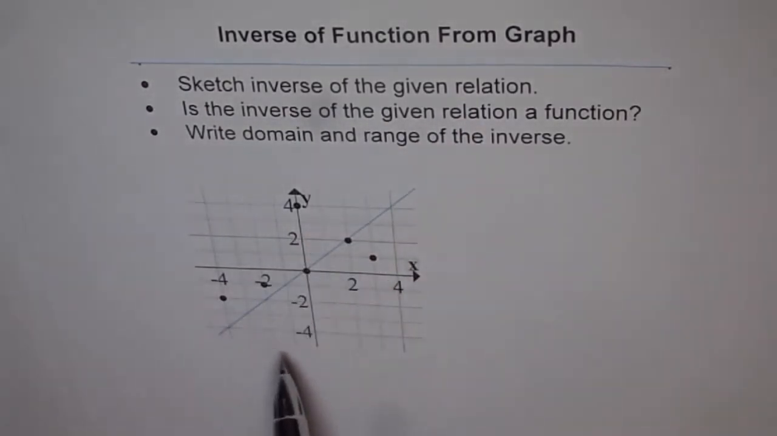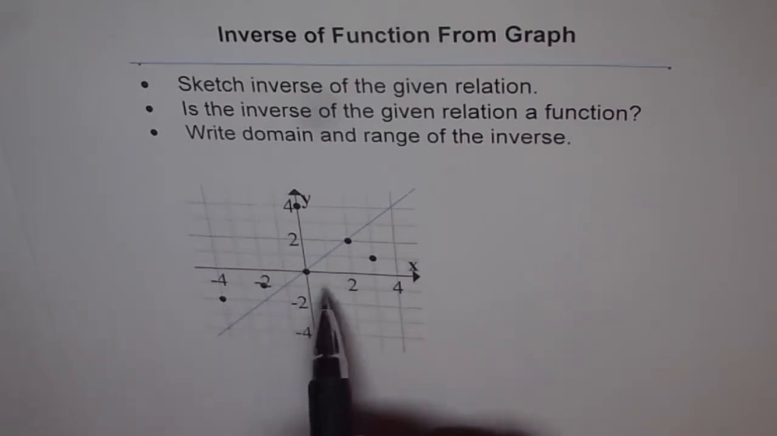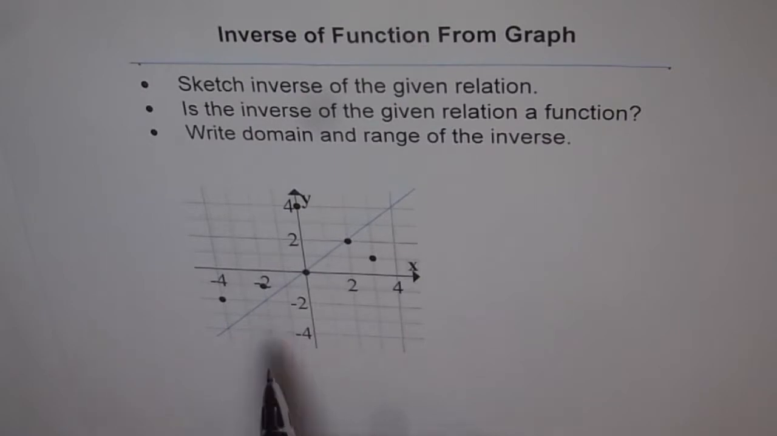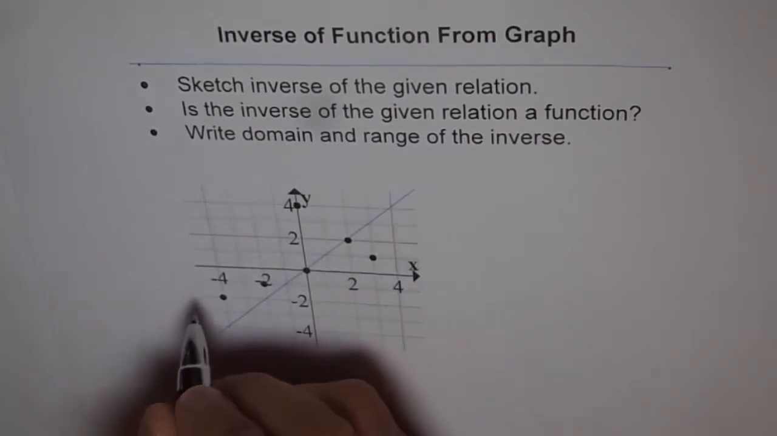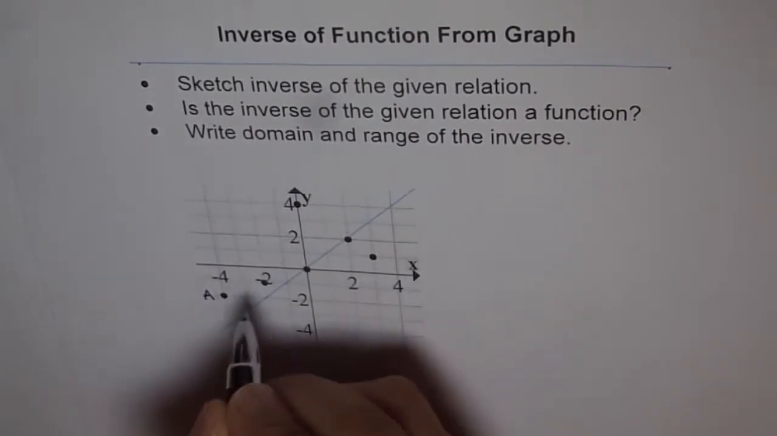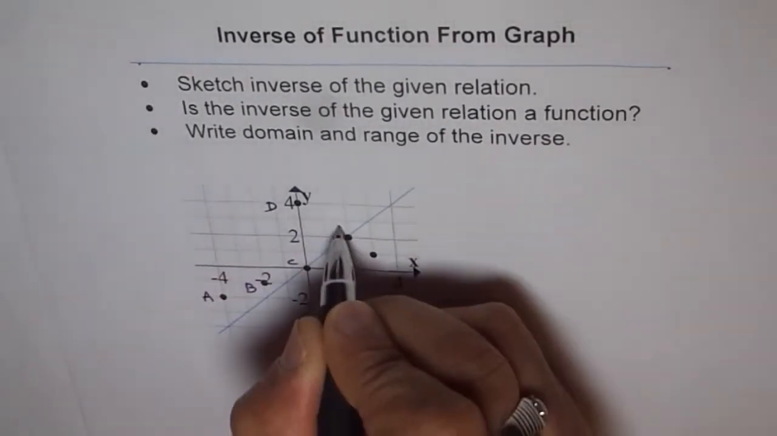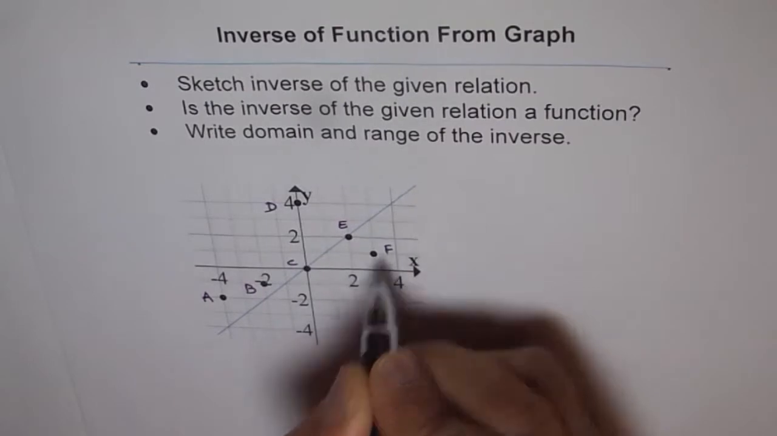To sketch the inverse of this relation, we can adopt one of two techniques. One is to write down the coordinate points and swap them to get the coordinate points for the inverse. So let's do that first. Let me label these points A, B, C, D, E, F.